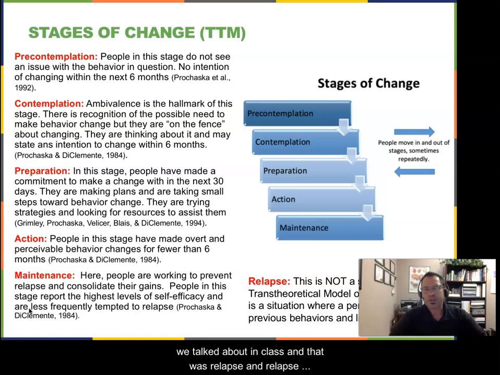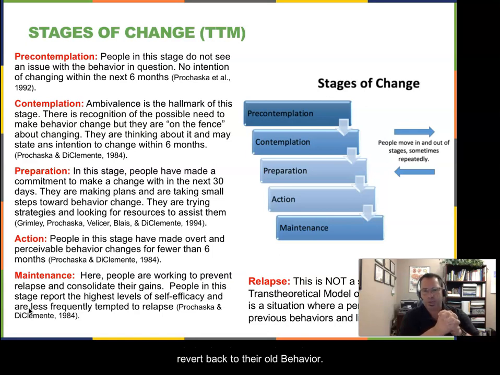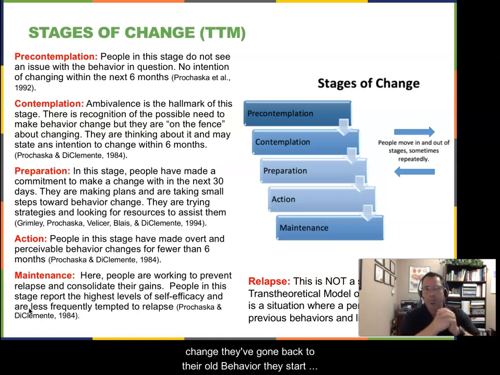Now, there's another thing that we talked about in class, and that was relapse. And relapse is technically not a stage in the Transtheoretical Model of Change. What relapse is, once a person has made their behavior changes, is a situation in which a person reverts back to their old behavior. So they basically shoot out of the Transtheoretical Model of Change. They've gone back to their old behavior. They start drinking again or whatever it is. That's the worst case scenario.